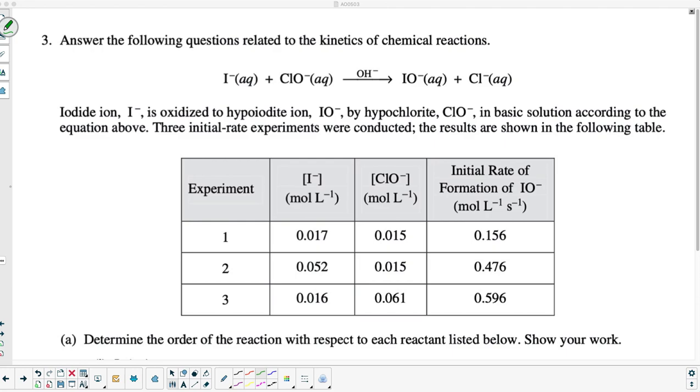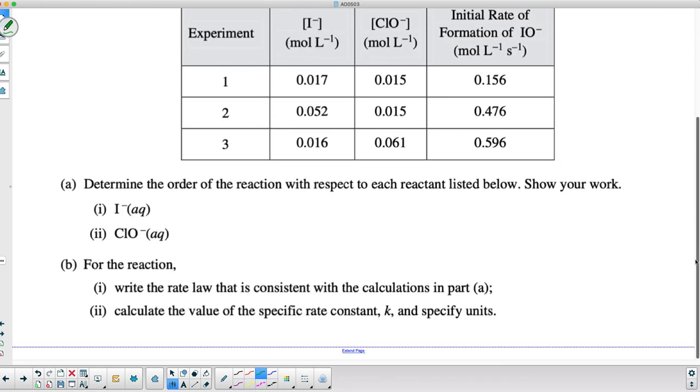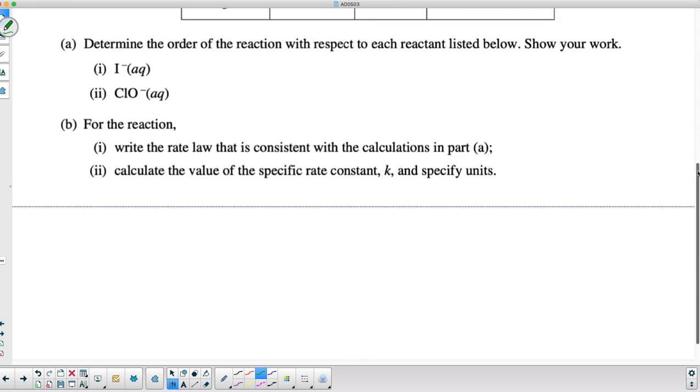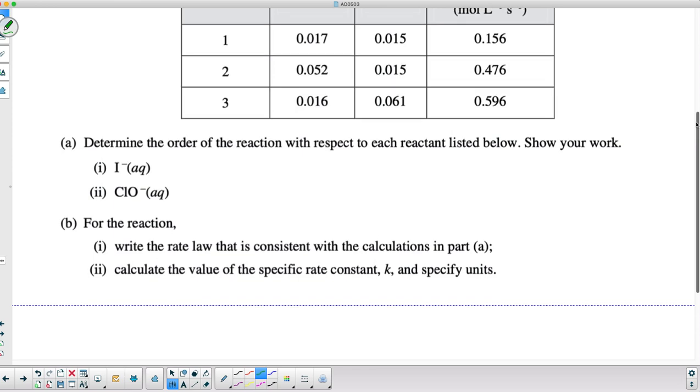This is part B for the first practice problem, and this one is a rate law problem. And you know from the previous part A that we already found out what the order of the reactions are. Determine the order of the reactions with respect to each reactant. We know that for I minus, it's first order. That's what we found out in the last video. And ClO minus is first order.